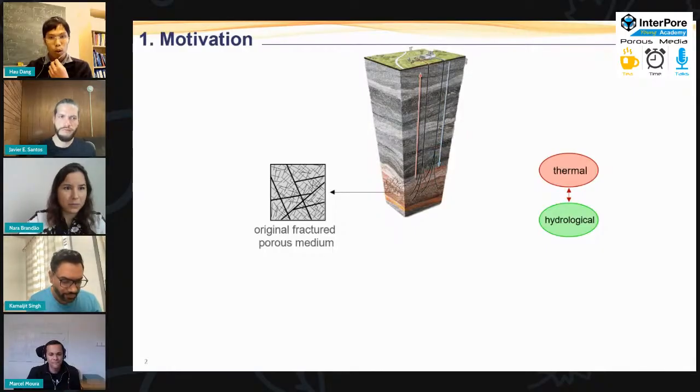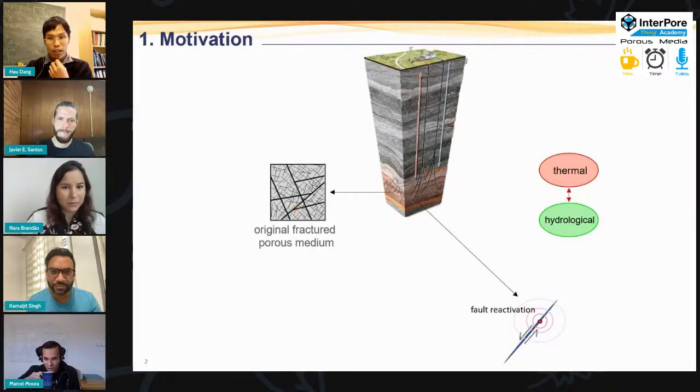Then inject water from one well. We can produce hot water from another one. Water can flow from well to well for two reasons. Rock is a permeable porous media, and there are many fractures existing in the rock.